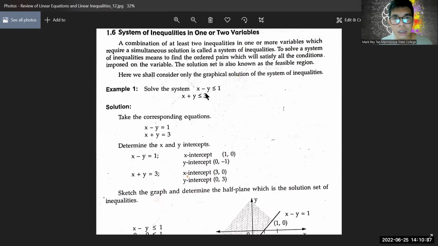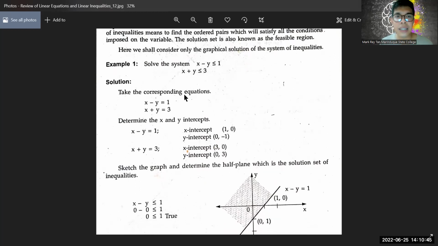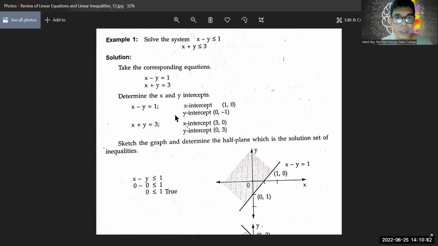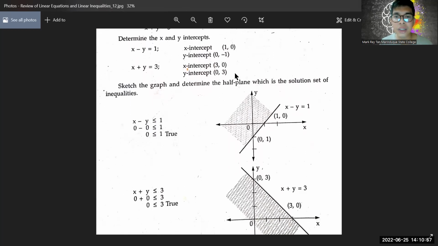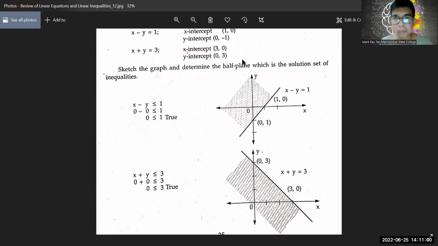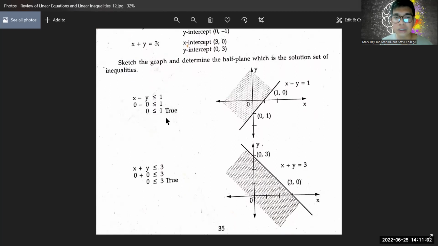Ito yung ating example. x minus 1 is greater than or equal to 1. Tapos x plus y is greater than or equal to 3. So take the corresponding equations. Palitan mo lang yung inequality symbol into an equal sign. And then we use the intercept method. Ito na yung mga coordinates natin. Once we have that, we graph them ganito. So dito class, this is the application of the linear inequalities in one or two variables. Kaya ganun na sa kabilis, in-apply lang yung procedure.